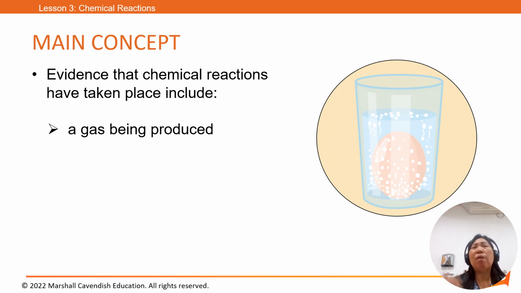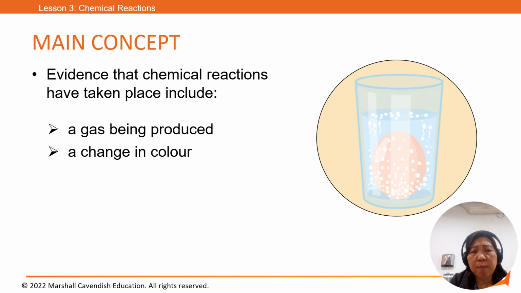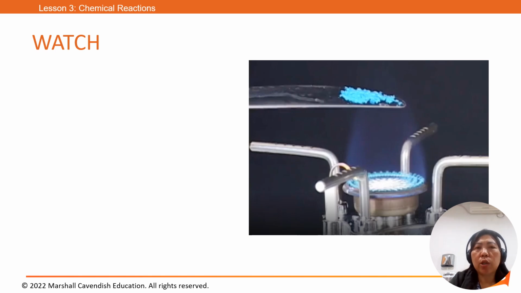So, are all these chemical changes reversible? No, because we cannot get back the reactants even after the reactions have taken place. So we have to see not only a gas is being produced, there is a change of color and change in temperature. Now let's watch again.